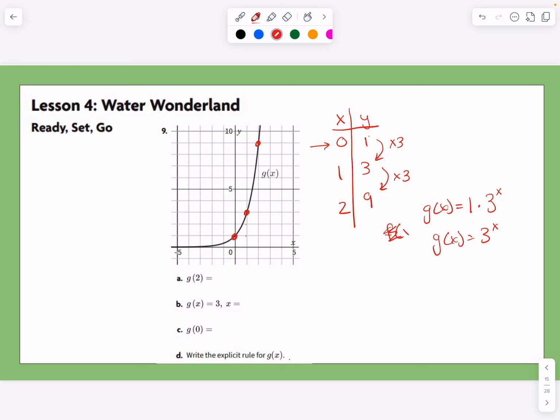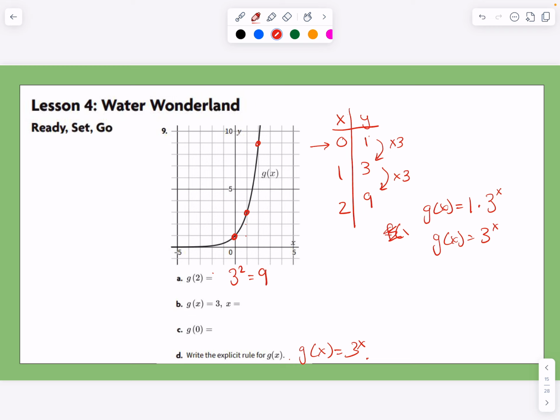Now that's my explicit rule. I'm a little bit ahead of myself in terms of writing this down, but that helps me know what I'm going to do with the other ones. So now I can use this information for these. What do I do when it's 2? Well, that's 3 squared, which equals 9.